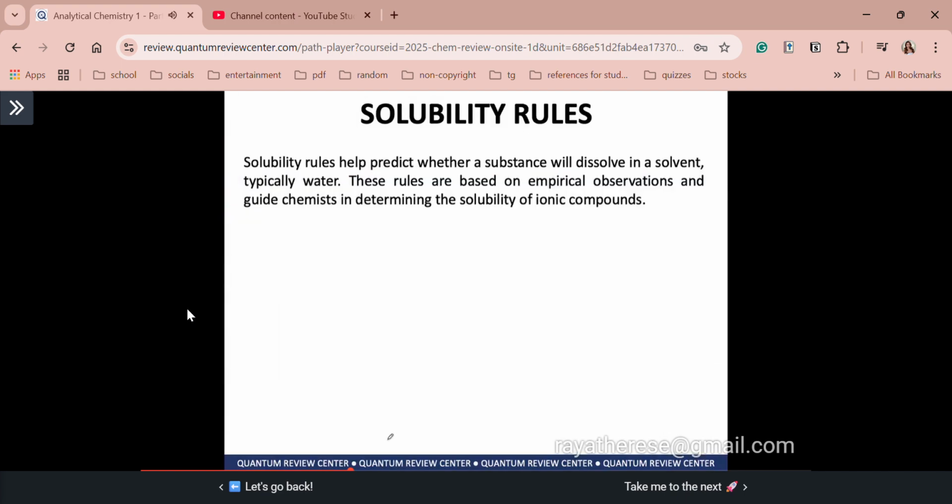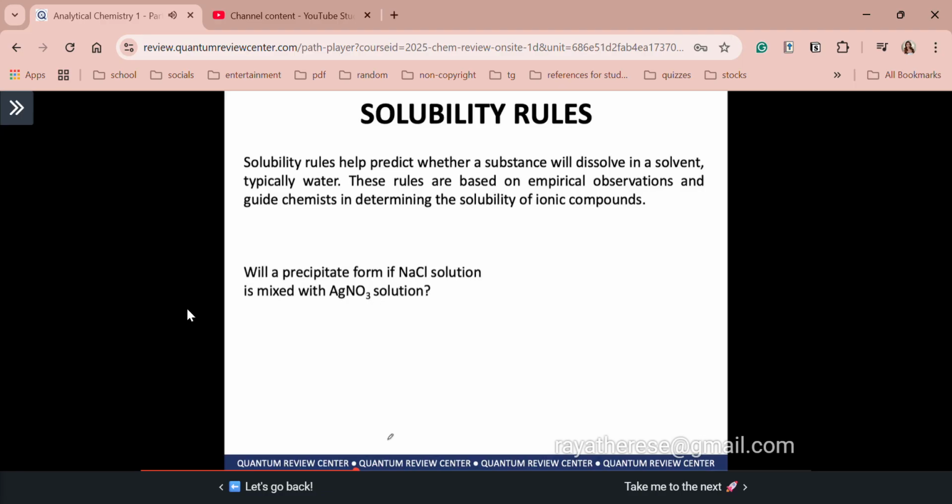Next. So now we're done with the basic concepts up to solubility. So now we move on to solubility rules. Class, kailangan memorize nyo to. Talaga ma'am, sa exam ba? Walang ibibigay. Wala guys. Kaya kailangan memorize nyo to. No? Dapat freshman year pa na nabigyan ng klase sa inyo nung Gen Chem era ninyo. Solubility rules help predict whether a substance will dissolve in a solvent, typically water. These rules are based on empirical observations and guide chemists in determining the solubility of ionic compounds.